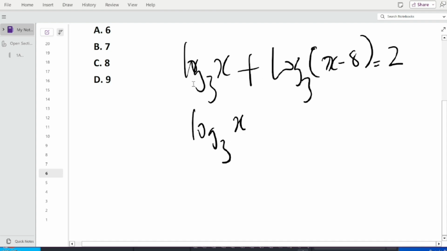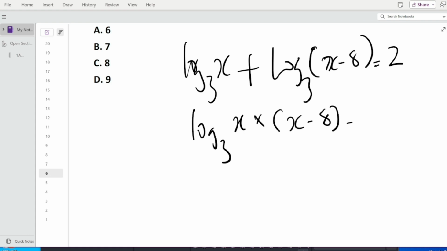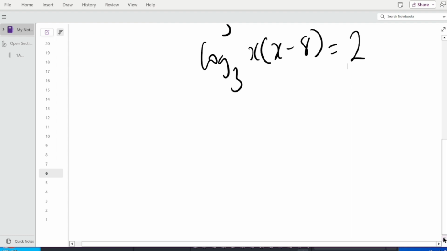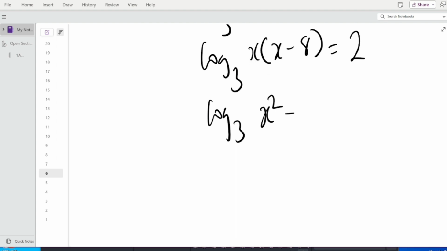you have log base 3 of x. There's addition. When you're combining the logs, your addition turns into multiplication. So we have log base 3 of x times (x minus 8) equals 2. Then you can open the bracket. This x affects the two of them, so you have x times x and x times minus 8. X times x is x squared. X times minus 8 is minus 8x, equals 2.